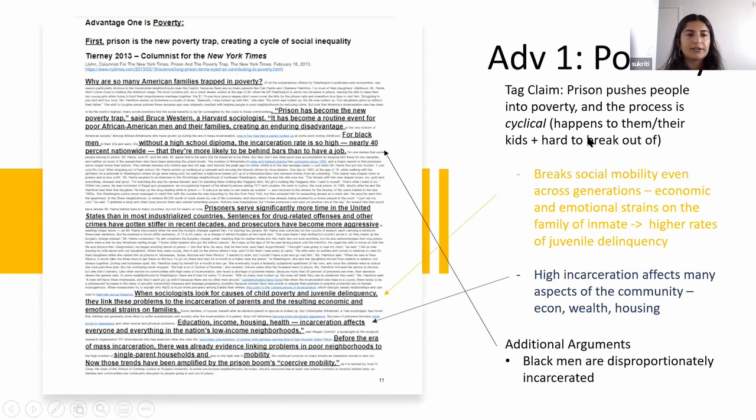So let's go over the poverty advantage. The claim this card is making is that prison pushes people into poverty and the process is cyclical. What I mean by that is that it happens to them and it happens to their kids and it's hard to break out of. The two points it's making here: first is that it breaks social mobility, and social mobility is the ability to move between socioeconomic classes, the ability to move between different types of jobs.